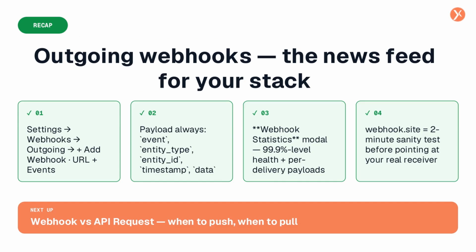To recap, outgoing webhooks provide a real-time news feed for your tech stack. The process involves setting up your receiver, whether it's a Lovable edge function, a no-code platform like Zapier, or custom code, ensuring it meets the HTTPS, public, and 200 OK response requirements. You then register this URL in Expedify's outgoing webhook settings and select the events you wish to track. Every payload includes the event, entity details, timestamp, and the full record. The Webhook Statistics modal offers comprehensive health monitoring and a per-delivery payload inspector for easy debugging. Finally, Webhook.site serves as a quick, 2-minute sanity check before deploying to your live receiver.